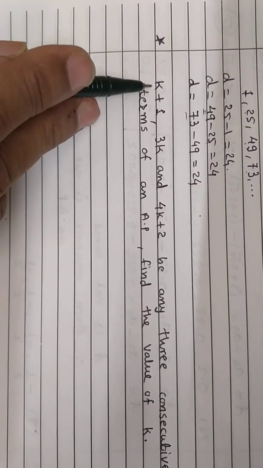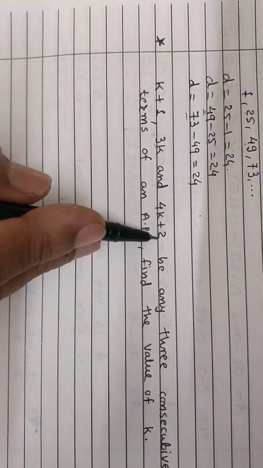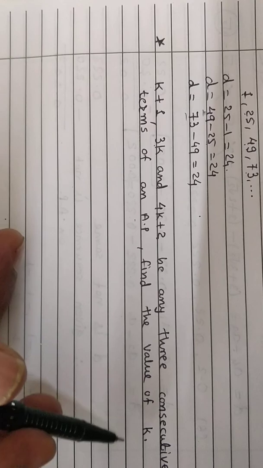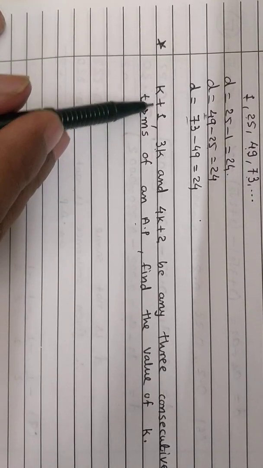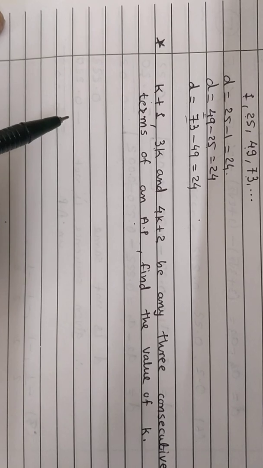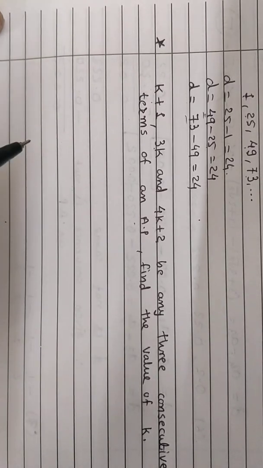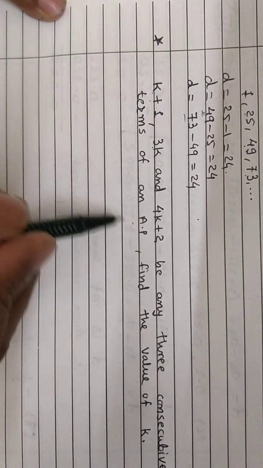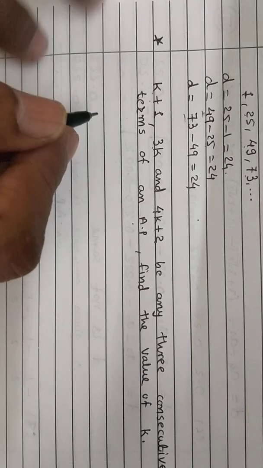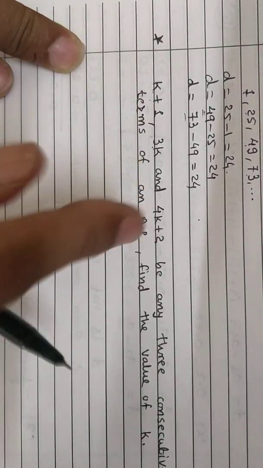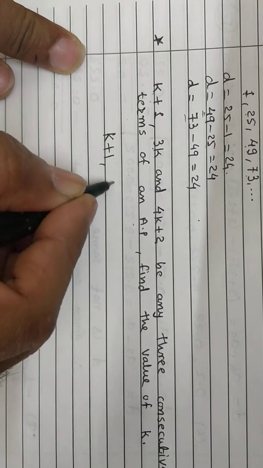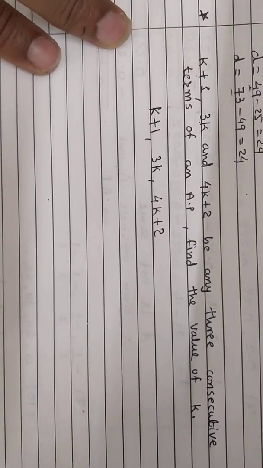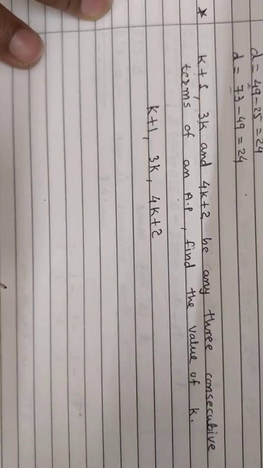One extra sum is there. K plus 1, 3K and 4K plus 2 be any 3 consecutive terms of an AP. Find the value of K. Here 3 consecutive terms of an AP is given. We want to find out the value of K. So these 3 numbers is an AP which is given in a question. So AP, that means D is same. This is an AP. K plus 1, 3K and 4K plus 2 is an AP. That means the difference is same.